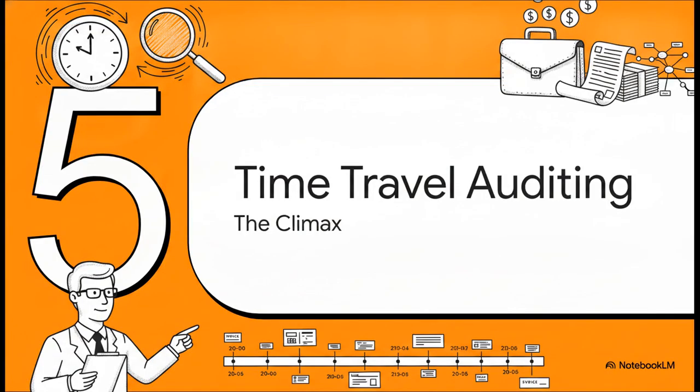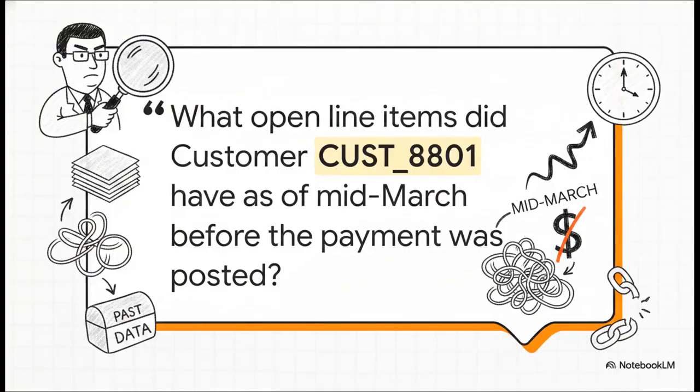All right, Section 5, time travel auditing. This is really the climax of the story. Picture this scenario. An auditor knocks on your door and hits your team with this exact high-pressure question. What open line items did customer CUST_8801 have as of mid-March before the payment was posted? In a traditional file-centric system, answering this means agonizingly parsing through layers and layers of historical files. It's slow, it's expensive, and frankly, it's the kind of query that makes data engineering teams sweat.